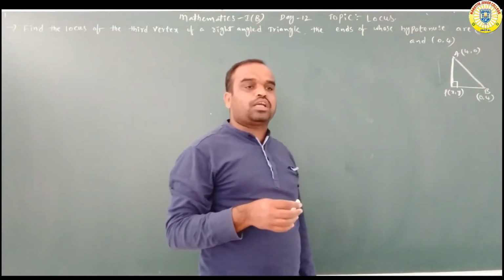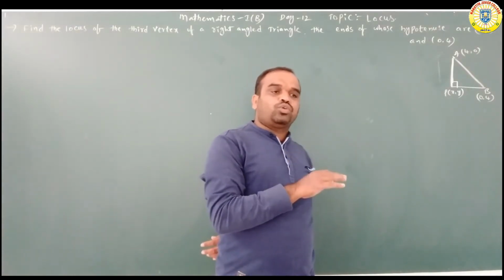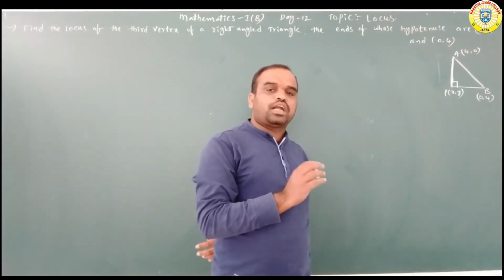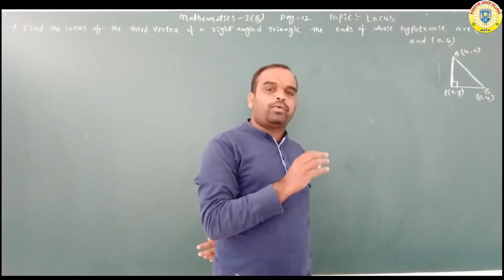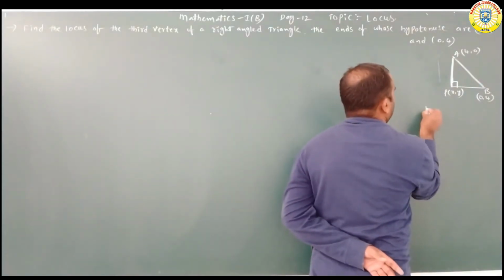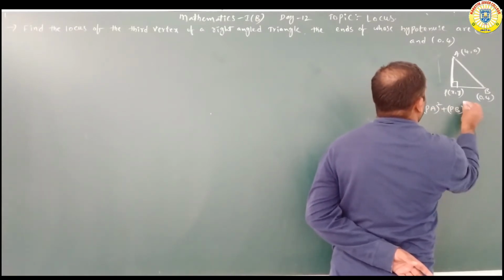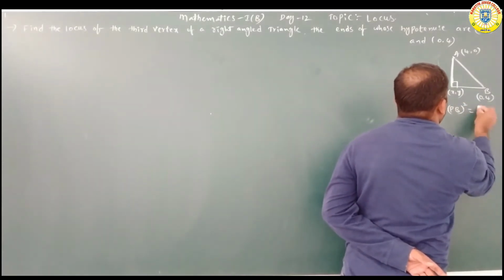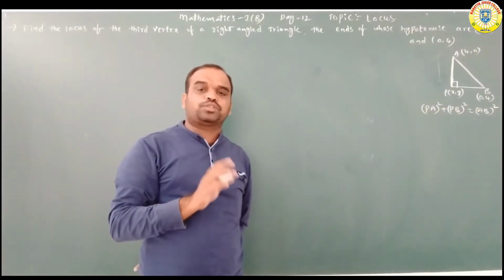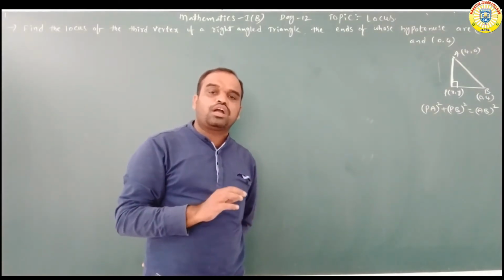What is the given geometrical condition? The right angle triangle condition. What is the right angle condition? Hypotenuse whole square is equal to base whole square plus height whole square. That is the condition for a right angle triangle. Here we can write PA whole square plus PB whole square is equal to AB whole square. This is the given geometrical condition.